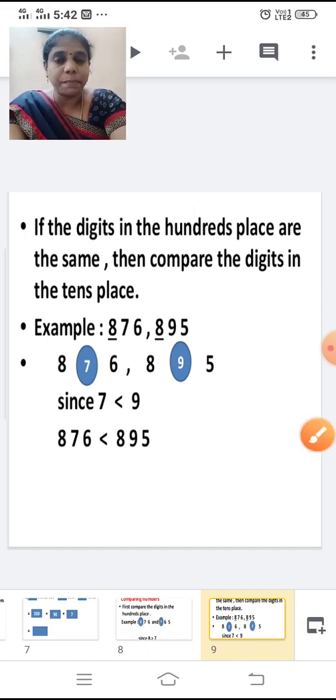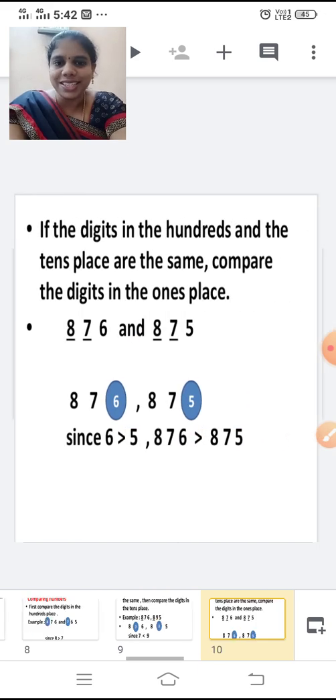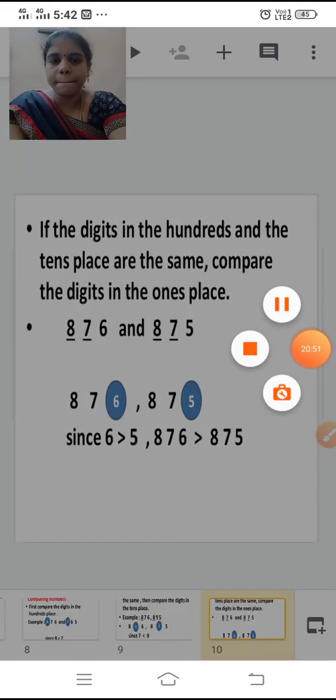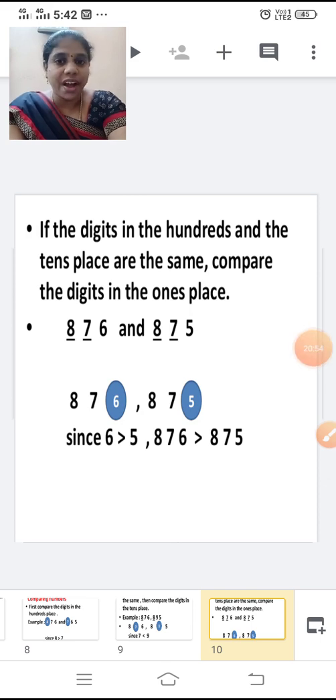So while comparing the numbers, what do you have to do? First you have to compare the hundreds place, then the tens place. Now if the digits in the hundreds and the tens place are the same, what will you do? If the hundreds place is the same and the tens place is also the same, compare the digits in the ones place.